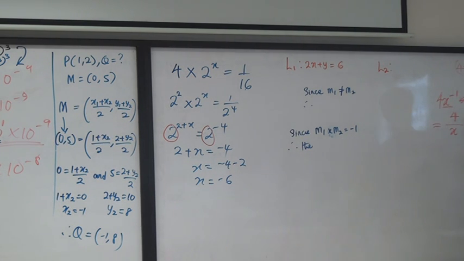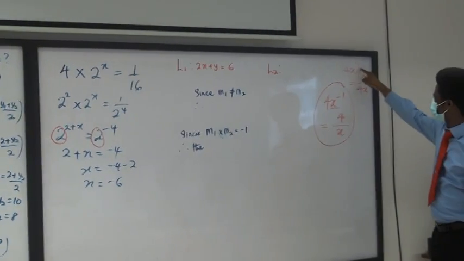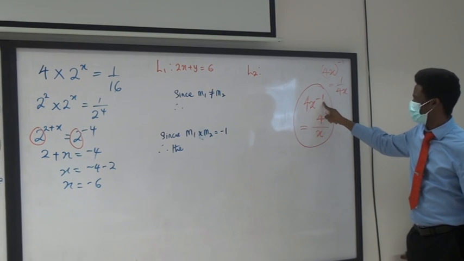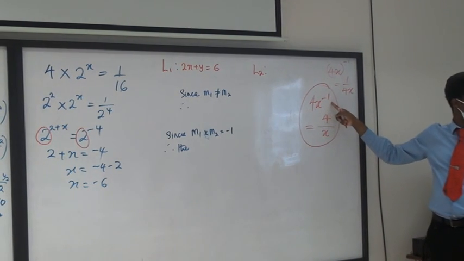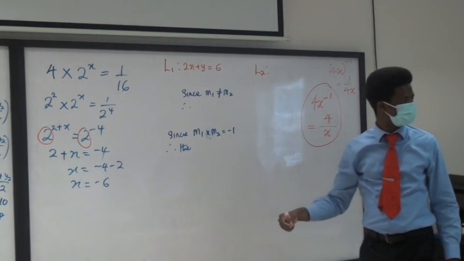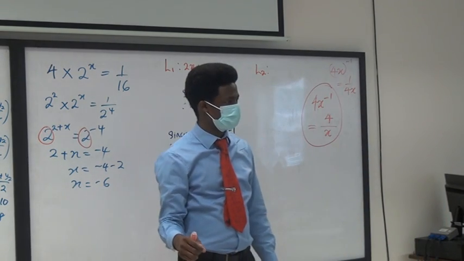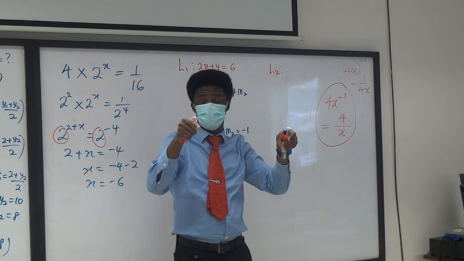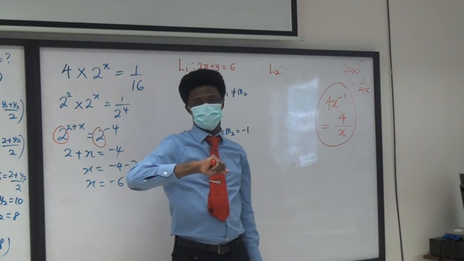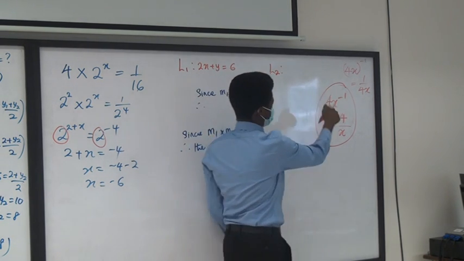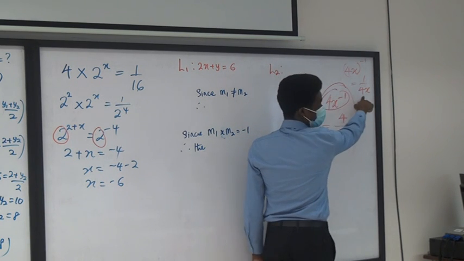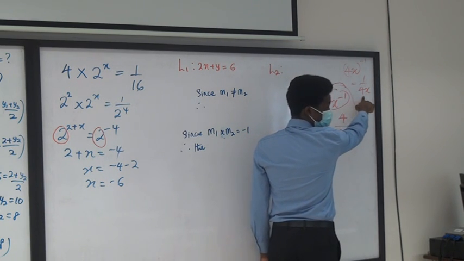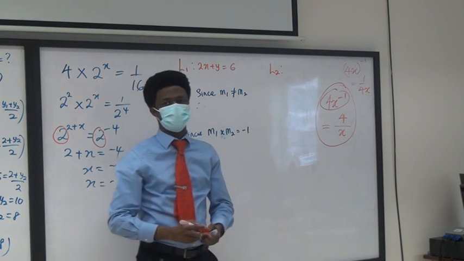The last thing I want to mention was another confusion. Please note, there's a difference between this and this. In this case, the negative 1 is on x, so only x goes to the bottom. Okay, but in the second case, the entire bracket is negative 1, so the whole thing is flipped. So that's the difference between these two. So this is not equal to this. Understand? So just wanted to point that out as well.